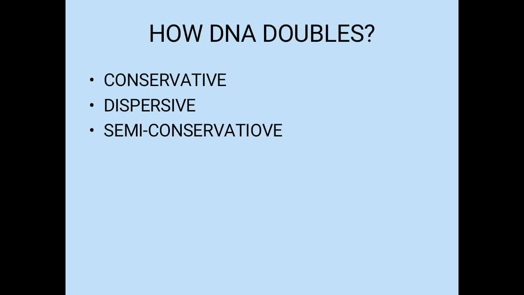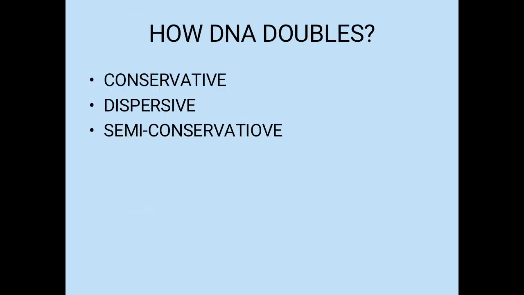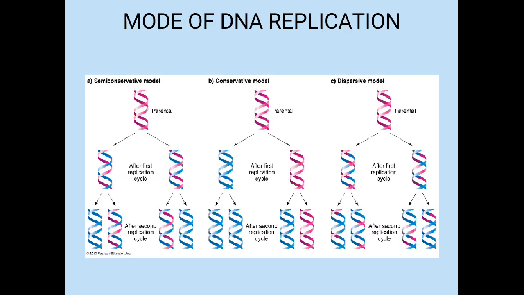There are three models to explain the process of DNA replication. Conservative, dispersive and semi-conservative modes are the three different models proposed to describe DNA replication. These are the three different modes of DNA replication.